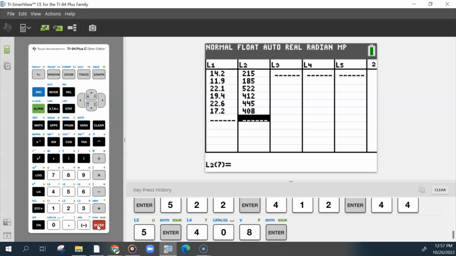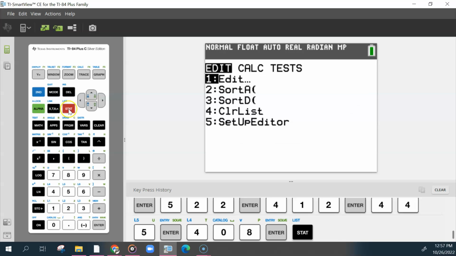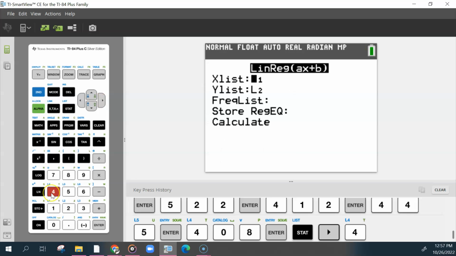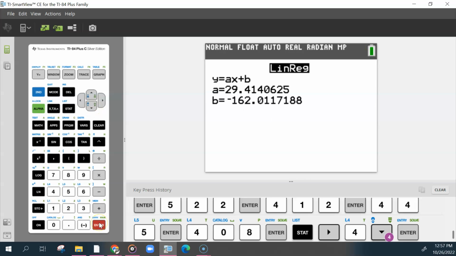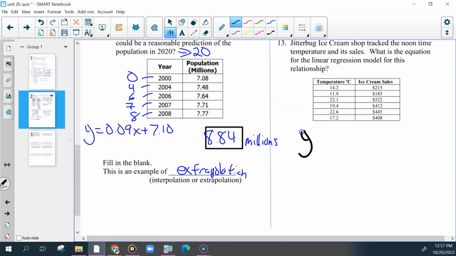Then go back into your step 2. Stat, scroll over to calculate, number 4. You don't even have to store it for this one because it didn't ask you to find values, so you can just calculate it. So y equals 29.41x minus 162.01 was your final answer, and that one was worth 1 point. Questions on 13?